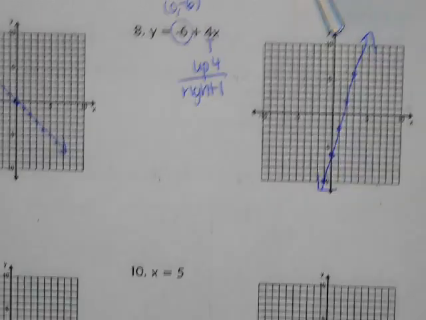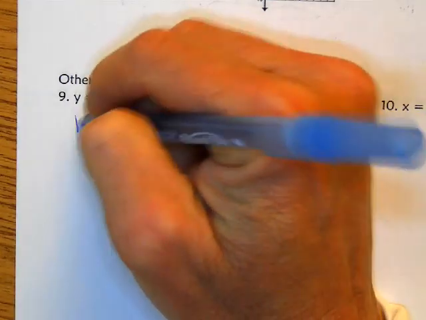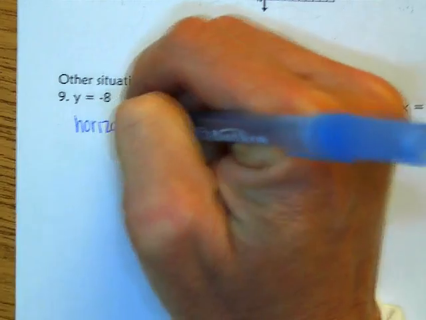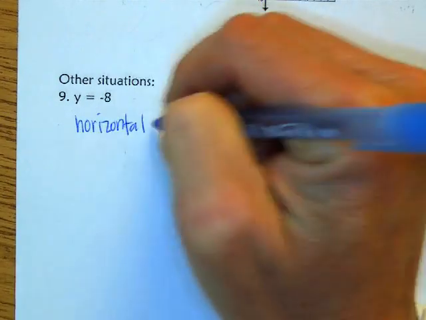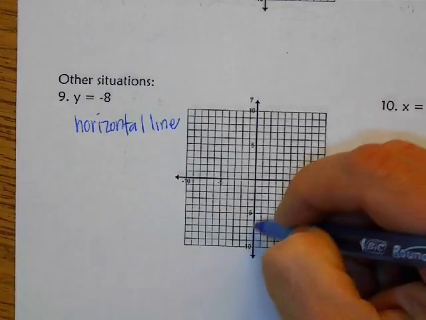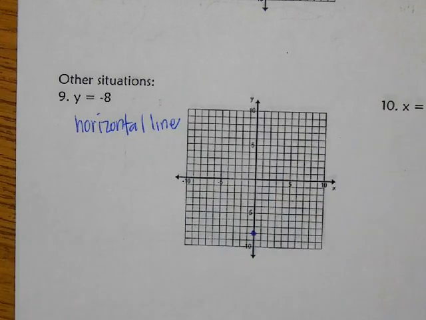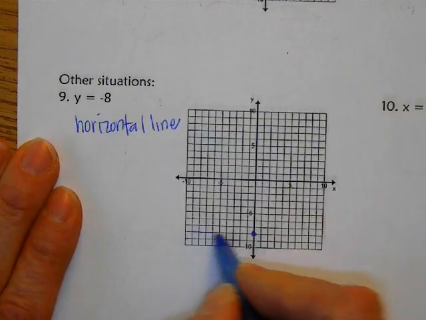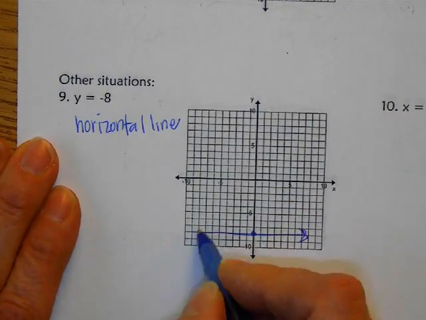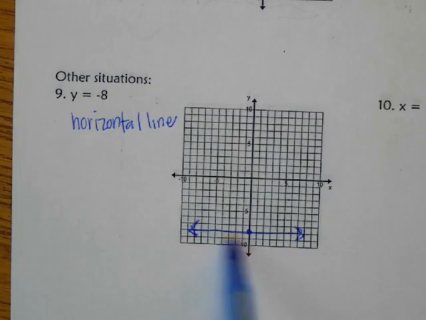Okay, now number 9. What's different about number 9 is there is no x in the problem. This is a horizontal line. So it's only going to touch at -8. And then we draw a horizontal line going through -8. All of the y values on this line are -8.